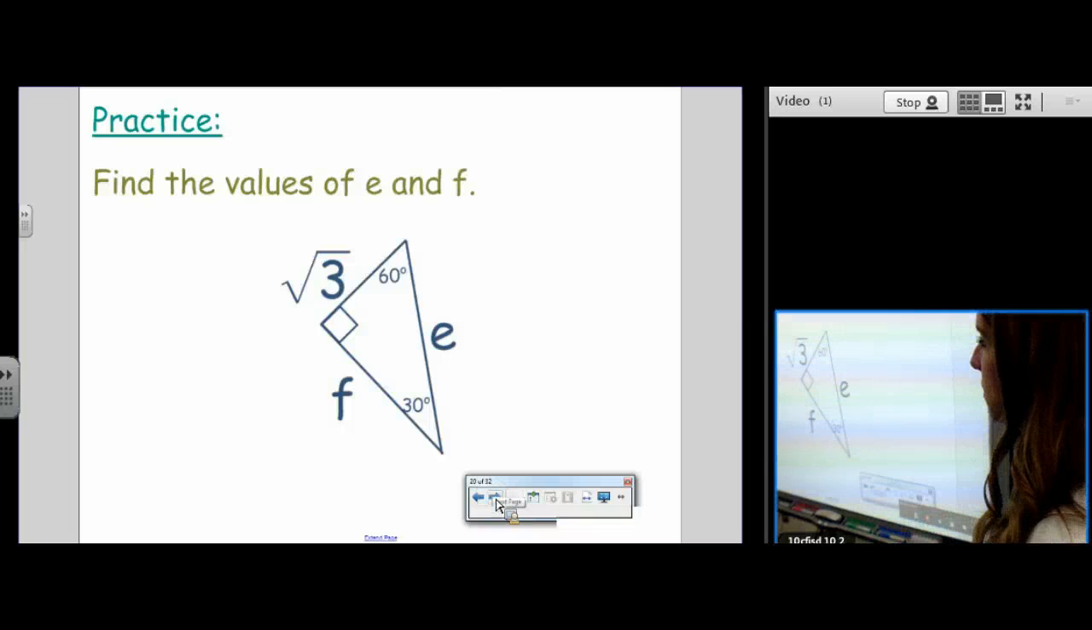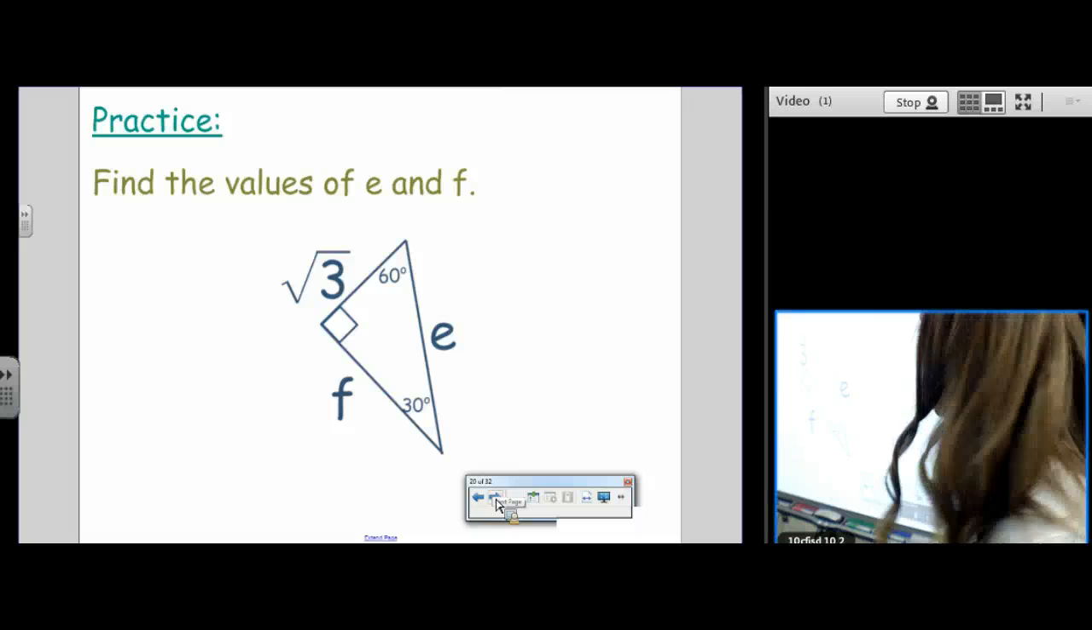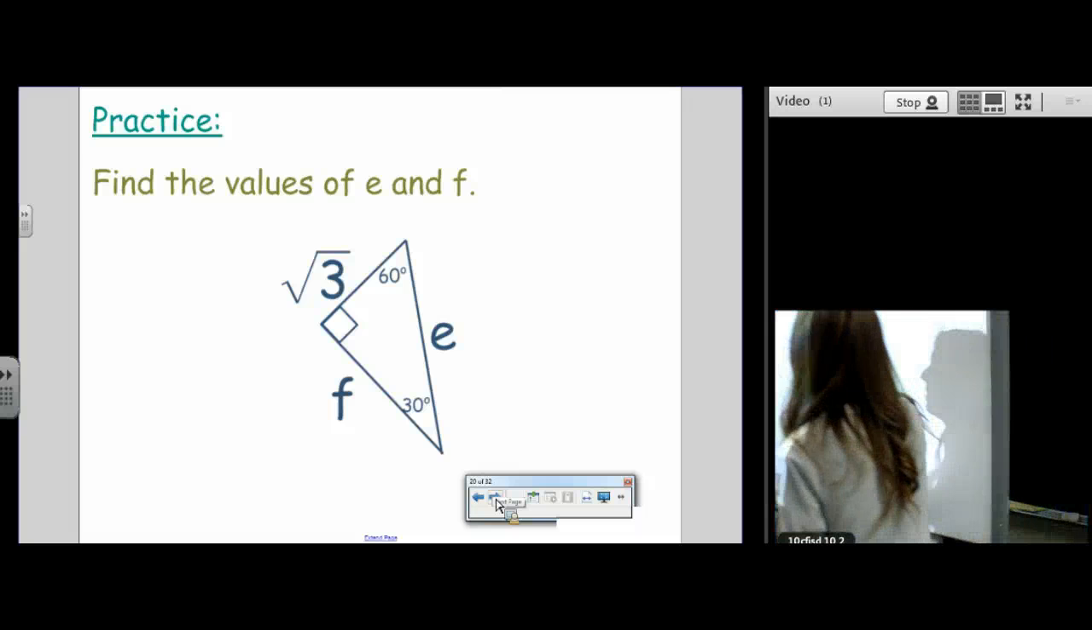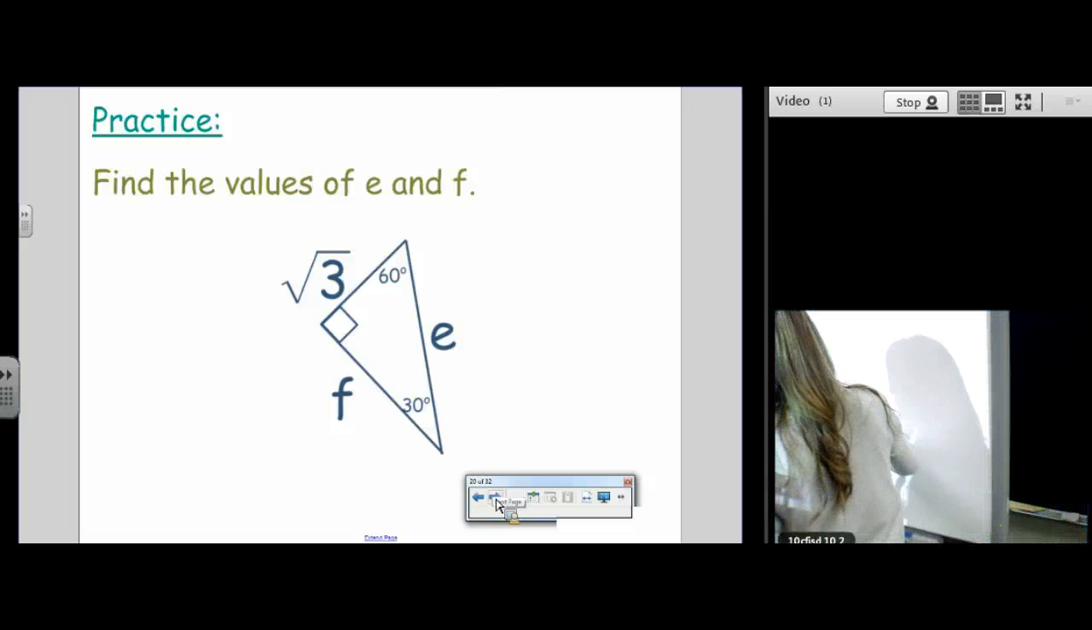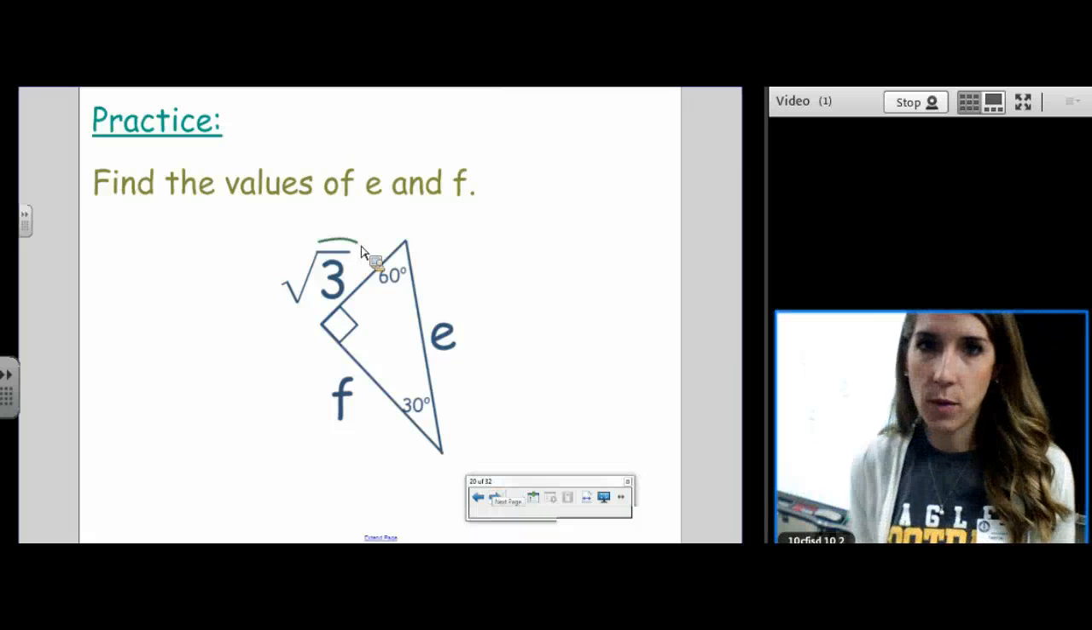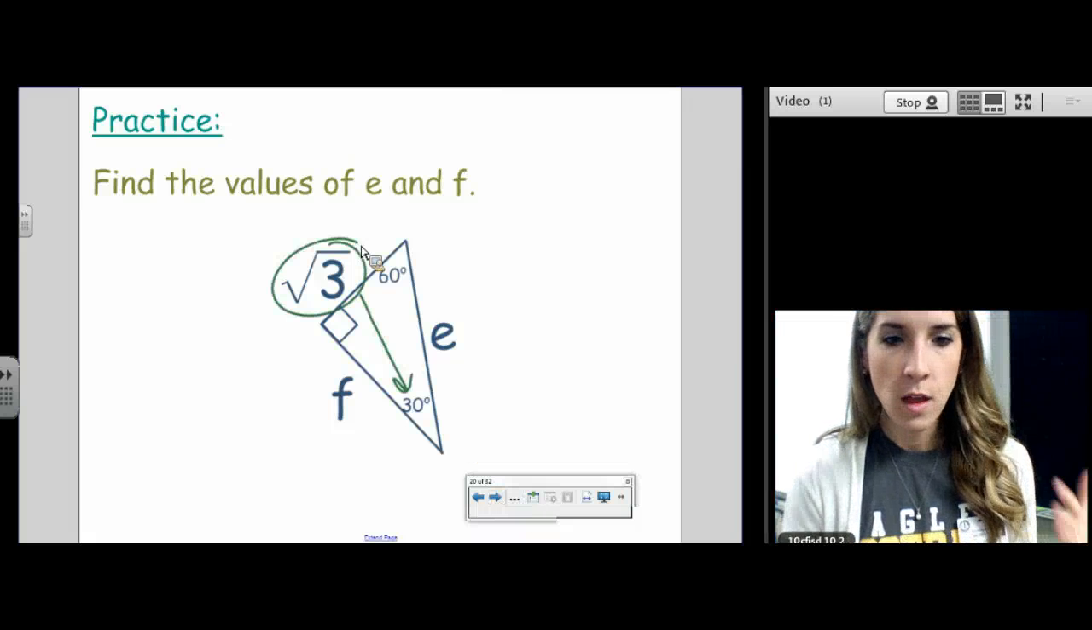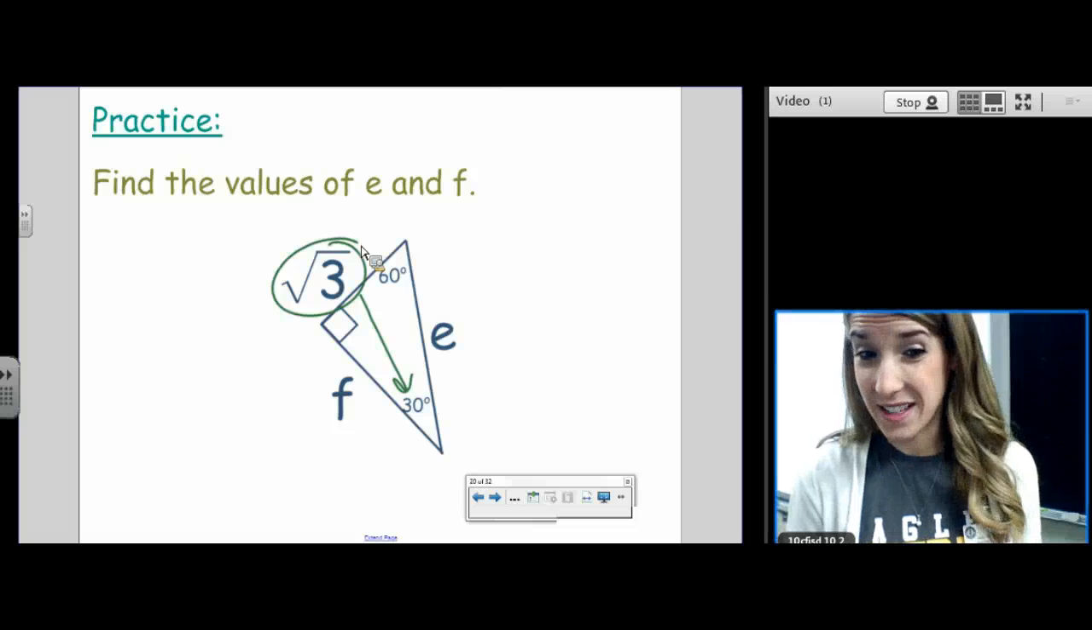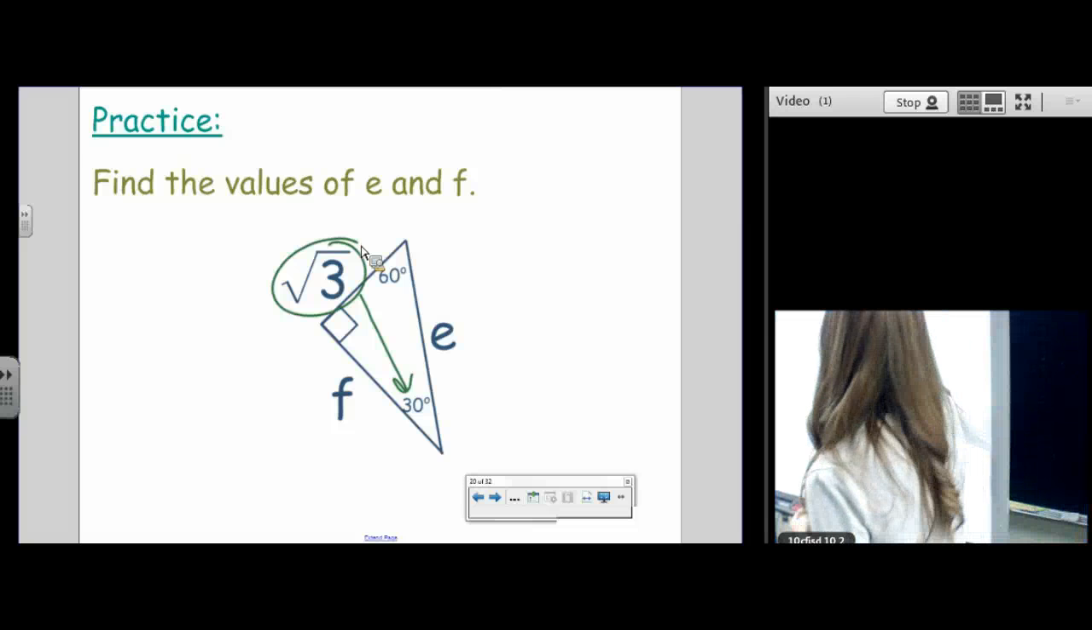Like I said, if you can do this right on your picture, then do it right on your picture. This is our x, right? Because it's across from 30. What do I have, and what is it across from? Root 3 is our x, so this one's a little bit different.